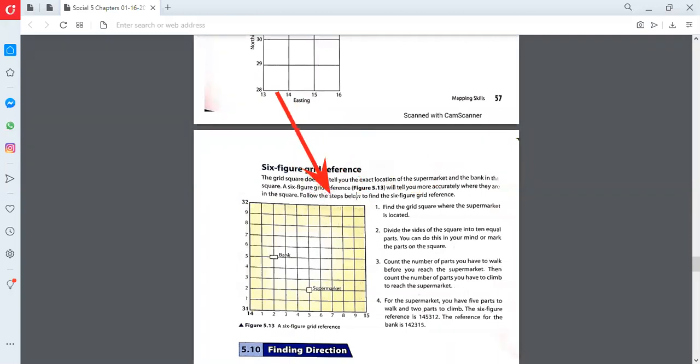So follow these steps below to find the six figure grid references. Find the grid square where the supermarket is located. We are finding it, it's very easy. Can anybody tell me what is the address of this bank? You can send the answer in the chat. Let me write one thing. Consider this number is not there. Just find out the basic number.